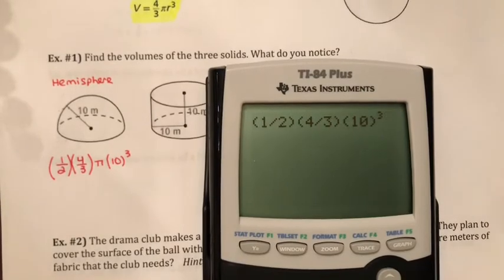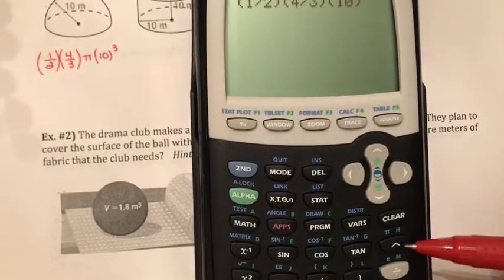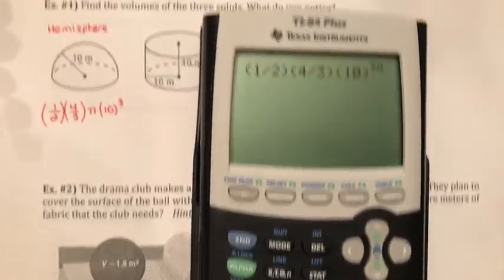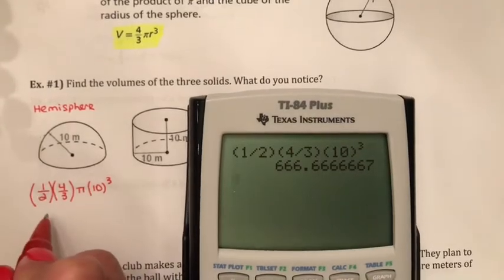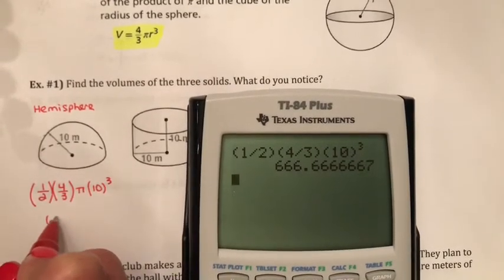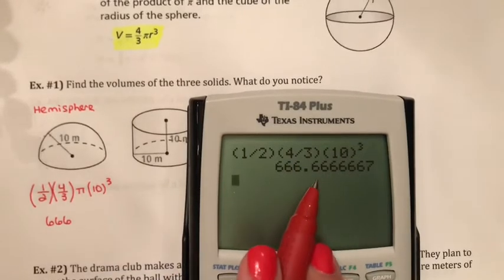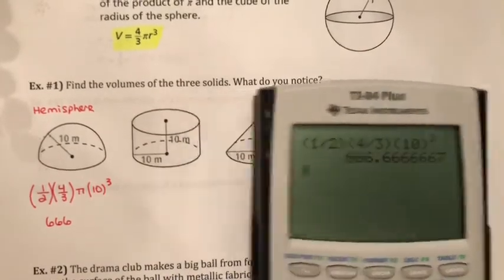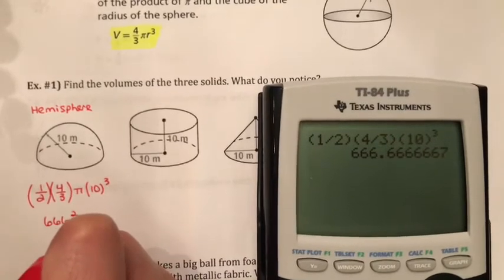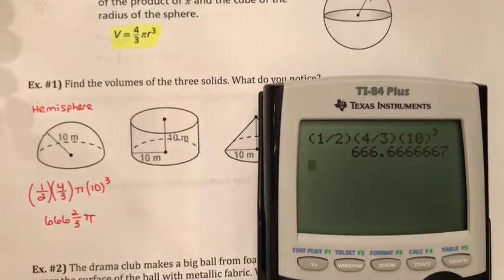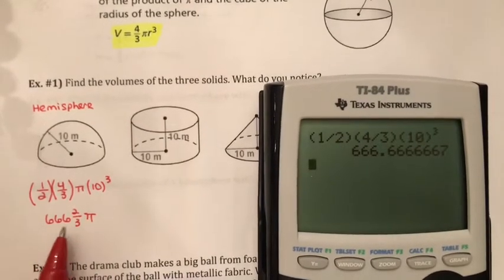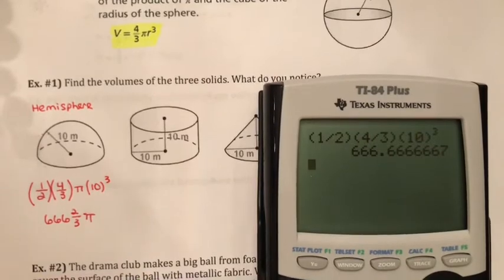Okay, so you're gonna wanna use this caret button right over here. Okay, so that will raise you into an exponent. Okay, so I'm gonna hit enter, and you'll notice we have a decimal, but essentially this is 666.6 repeating, or we could write that as 2/3. Now I still have a pi in there. Okay, so for our purposes right now, I'll just leave this alone. Maybe we'll come back to it, but for now we'll just leave that alone.